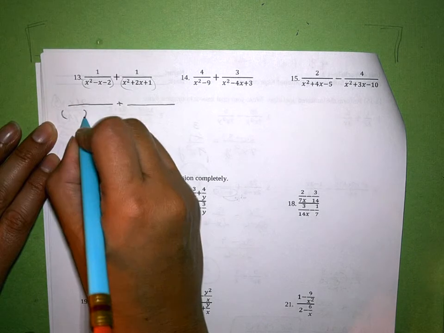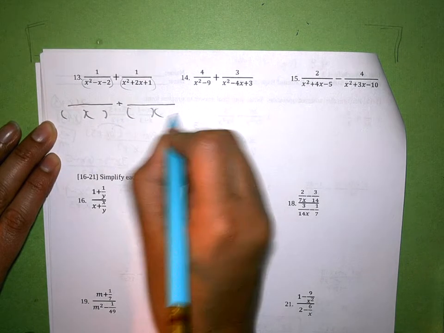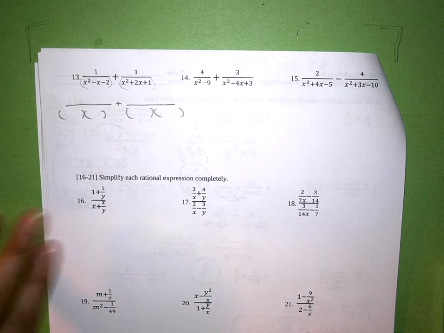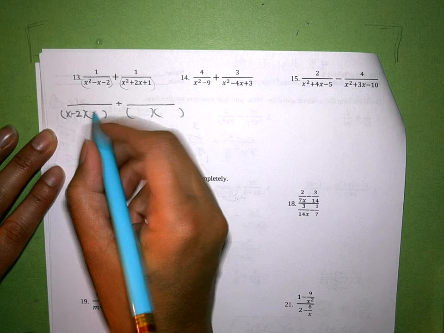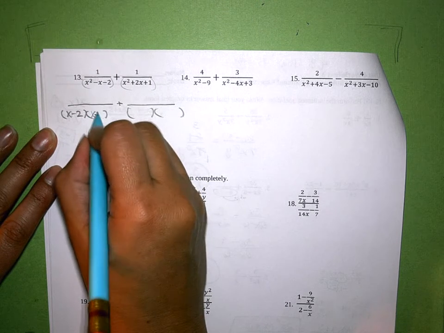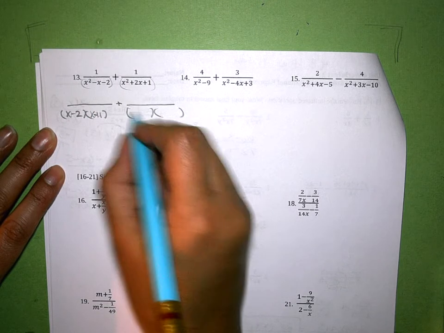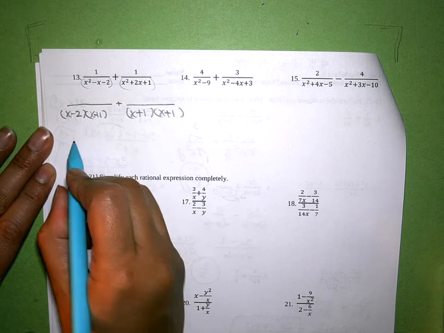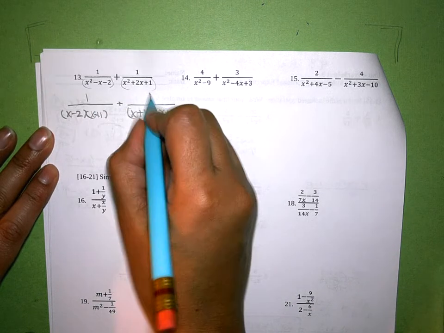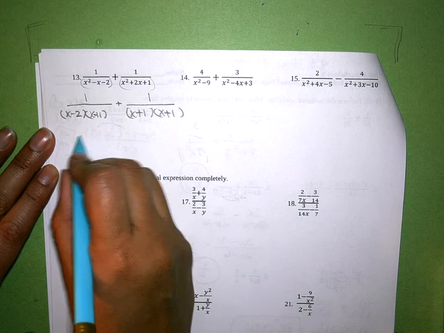So double bubble. If I were you, I'd hit pause, factor on your own, hit play, and see if you got it to work. For this one, I have x minus 2 and x plus 1. For this one, I have x plus 1 and x plus 1. And the 1 is going to stay at the top for each one, and I want them to have a common denominator.